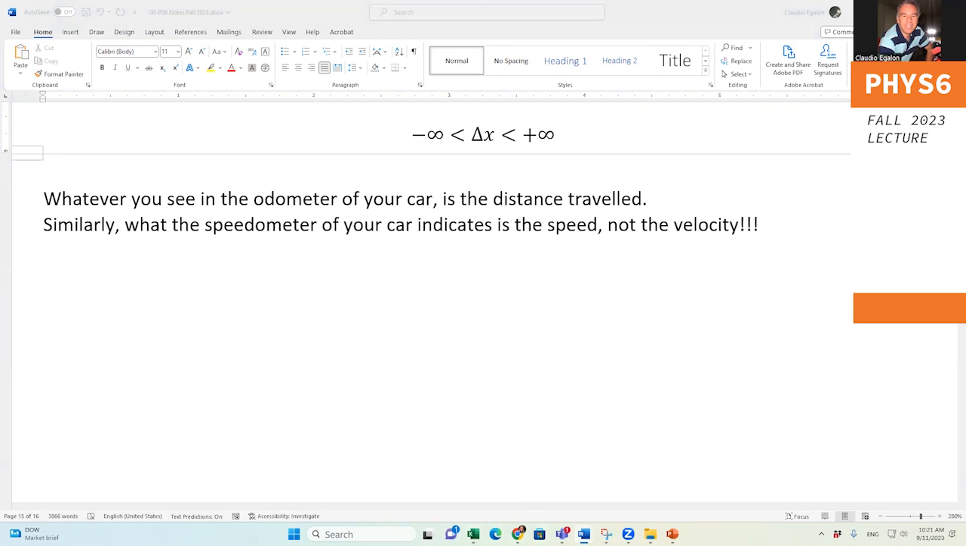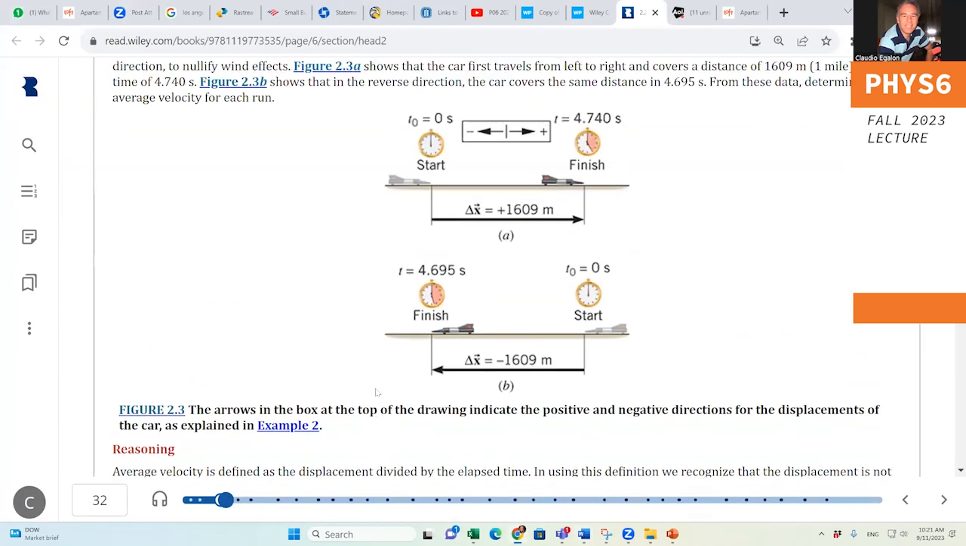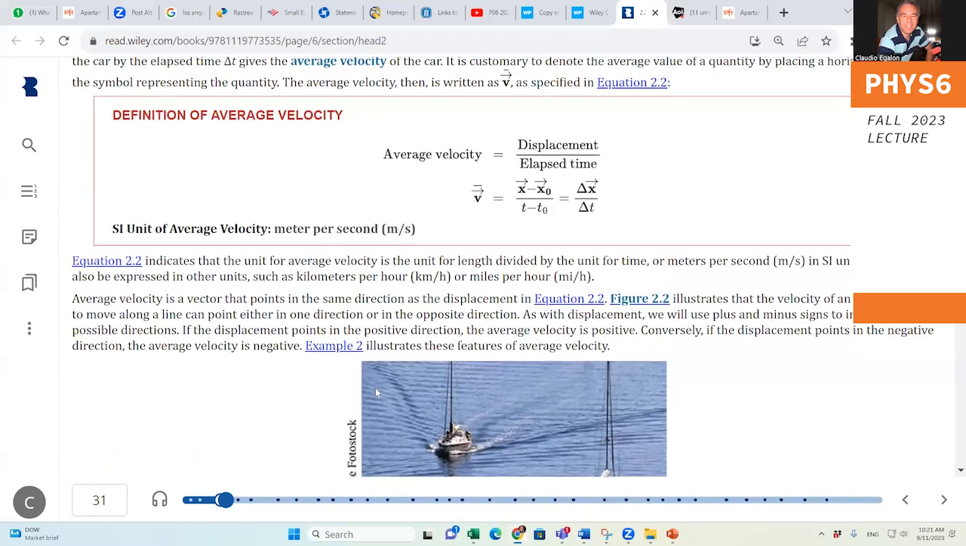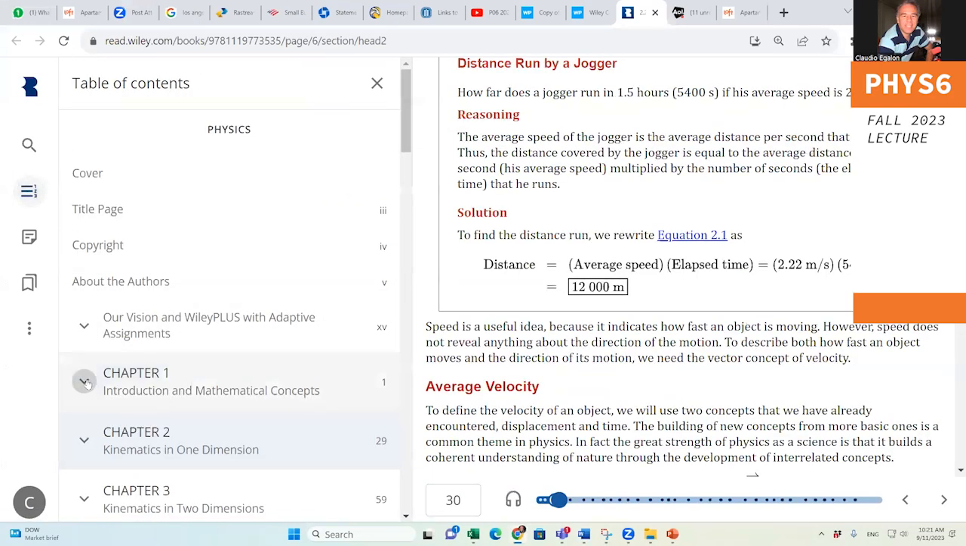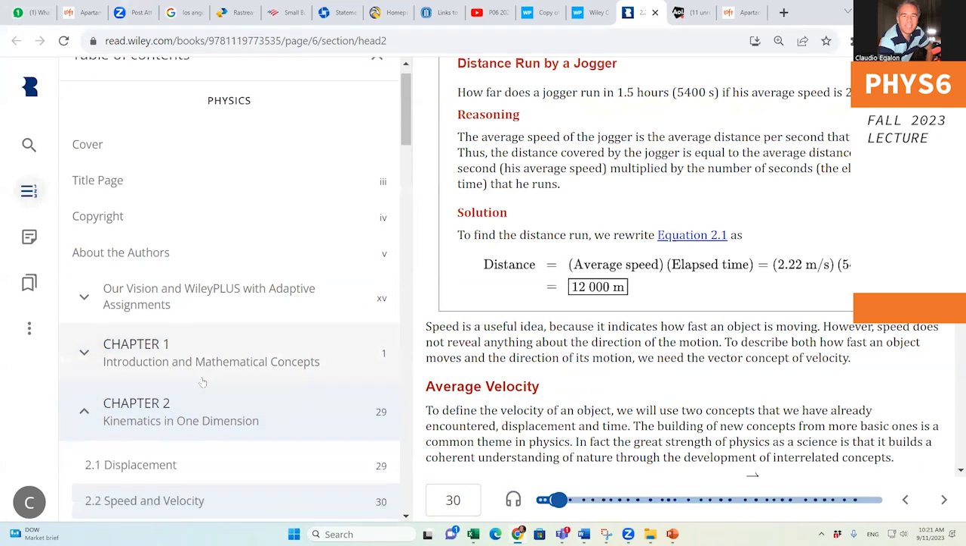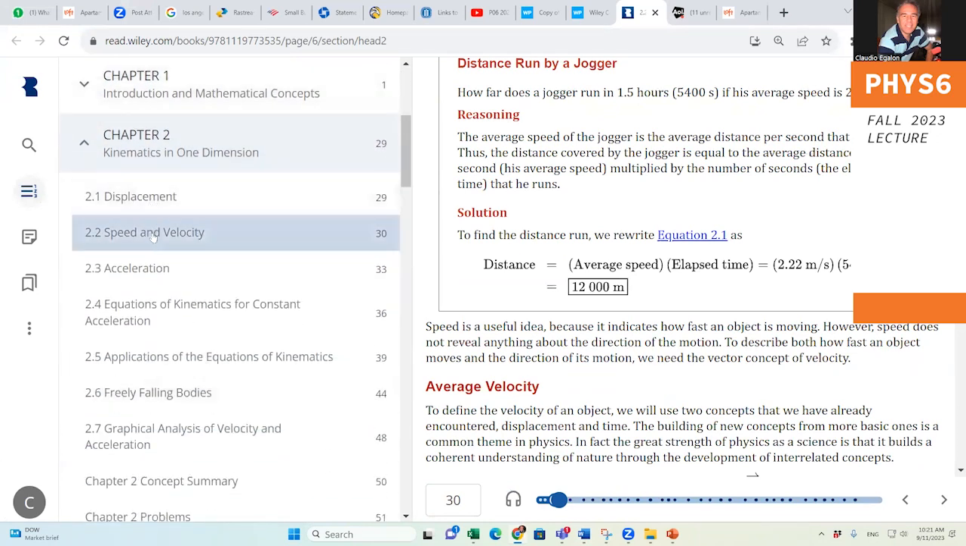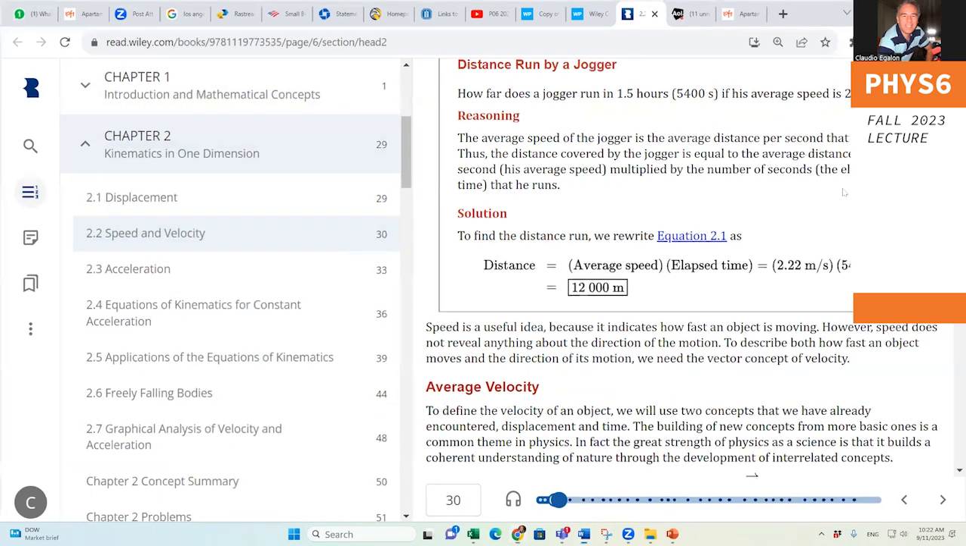Let's take a look at the book now. That's what we have here in the book. Chapter 2, kinematics in one dimension: displacement, speed and velocity. I didn't cover acceleration yet. We're going to cover acceleration now. But before we start covering acceleration, let me tell you the types of motion that we study in physics.